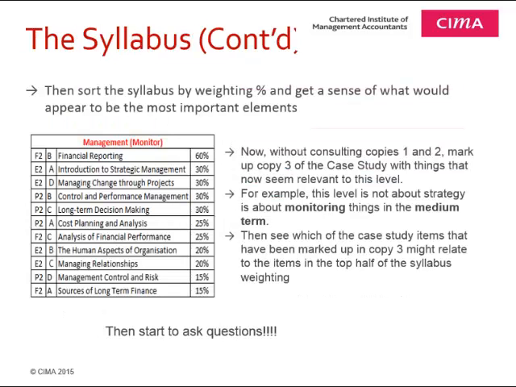Finally, before we look at the case study, what I did was to take the elements of the syllabus and sort them by weighting percentage to see what priorities might be necessary to focus on. As you can see here, the biggest single element of the syllabus seems to be financial reporting, which was 60% of F2. The others, introduction to strategic management, change through projects, 30%. So there's nothing here, apart from this, that really stands out. So when we're looking at the case study, we've really got to think about financial reporting, but we've got to have the others in mind as well.